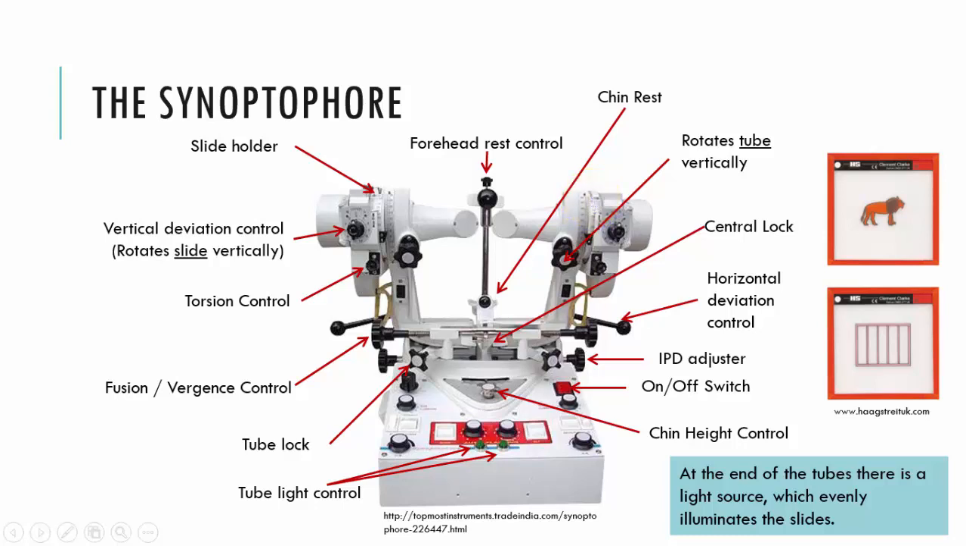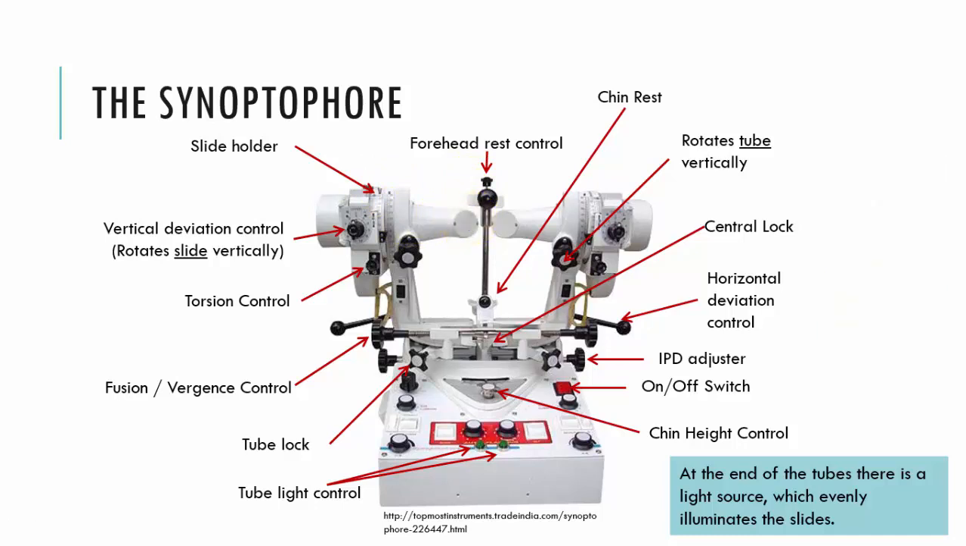What we're seeing, just to clarify also, is the examiner's view. So you would be standing in front of the Synoptophore here in control of these dials. The patient would be sitting on the other side and their forehead would be sitting up against this forehead rest, and the chin will be on this chin rest here. And they'll be looking through these tubes, the right eye through this tube, the left eye through this tube, and the slide here of the lion will be projected into the patient's eyes through a mirror that's placed within that tube.